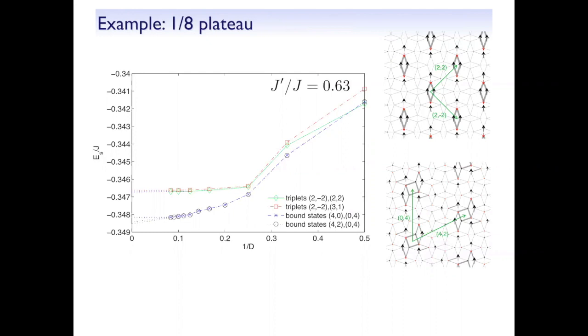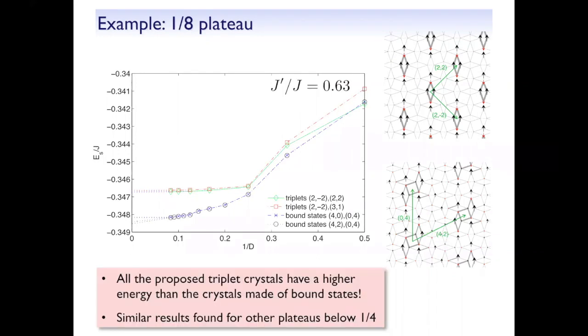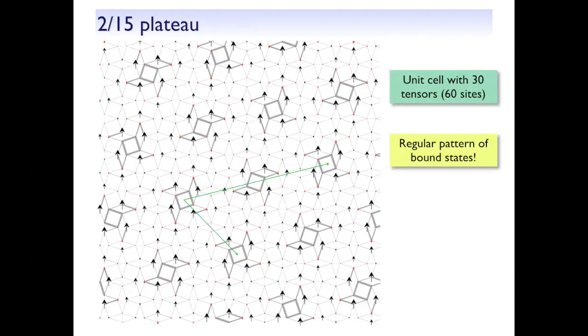An example is shown here. And as you see, as we go to larger and larger bond dimension, we clearly see a separation in energy, really showing that the bound state crystals are favored. Okay, we found very similar results also for the other plateaus below the 1/4 plateau. In particular, this 2/15 plateau now suddenly made perfect sense, because it's really a regular structure in terms of these bound state objects.